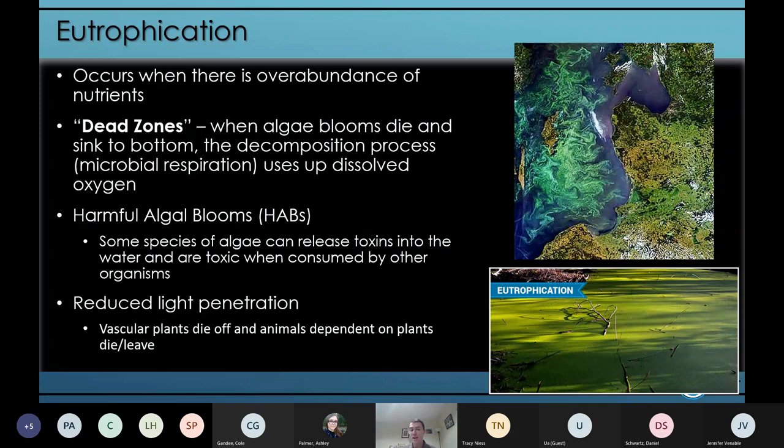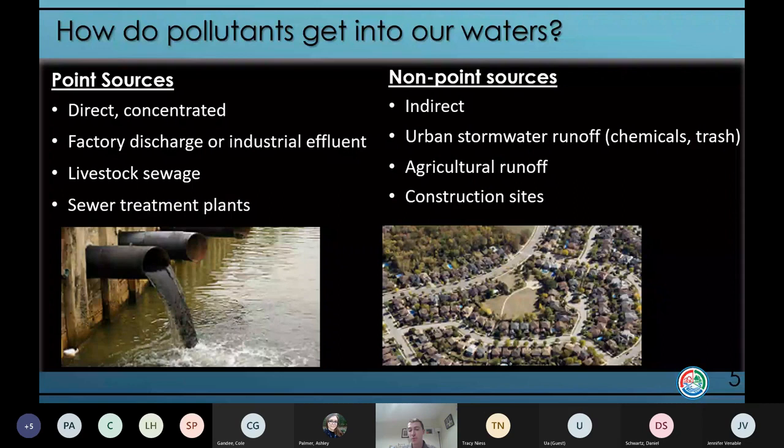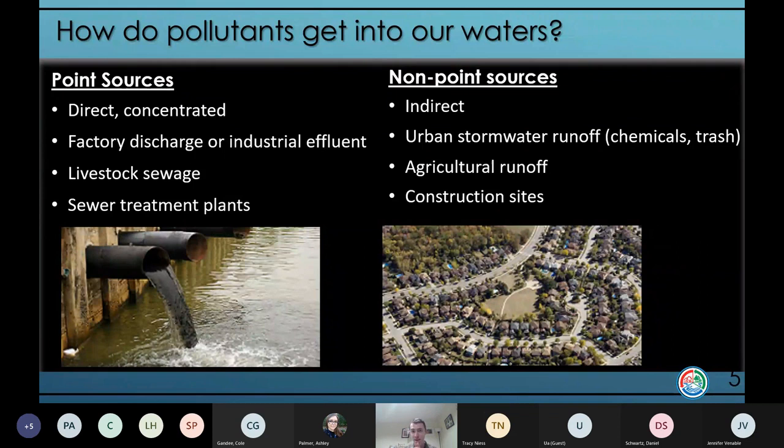It's very difficult to stop an entire neighborhood from putting fertilizer on their lawns, or to get them to pick up after their pets to prevent bacteria from getting into our streams that way. So point source is a little easier to deal with than non-point source pollution for that reason. Now I'll talk a little bit about riparian buffer zones, and then I will end it there.